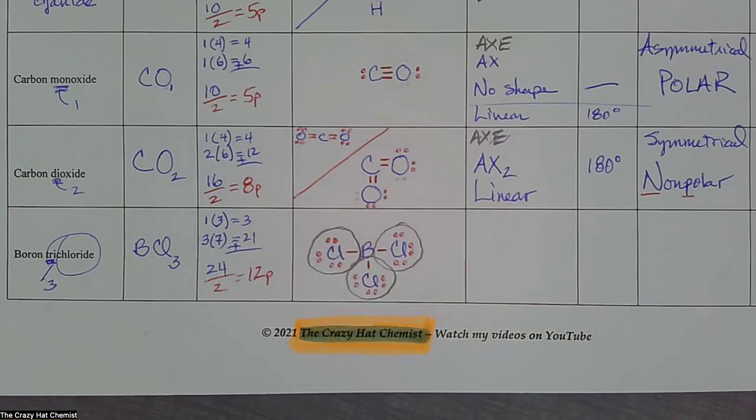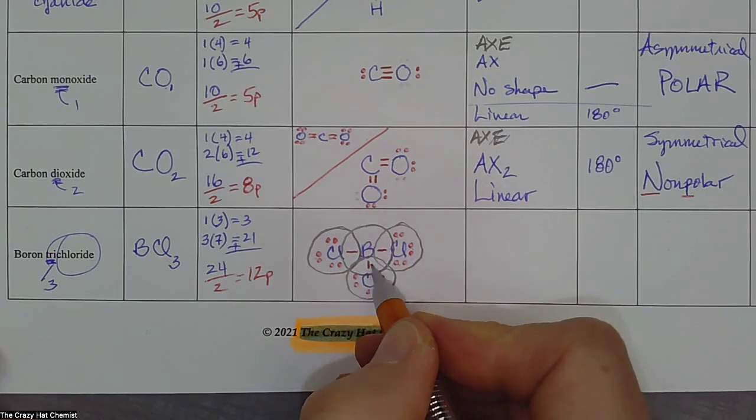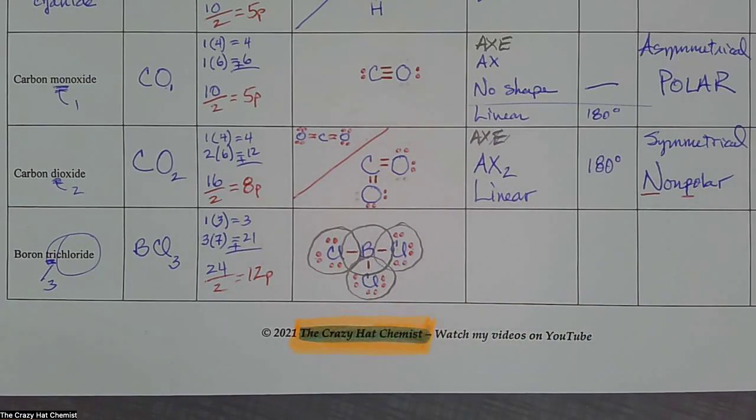And now we're going to take just a little bit of a pause here. And I am going to circle this boron. This boron has 2, 4, 6. Is that an octet? No. So, couple of things here.